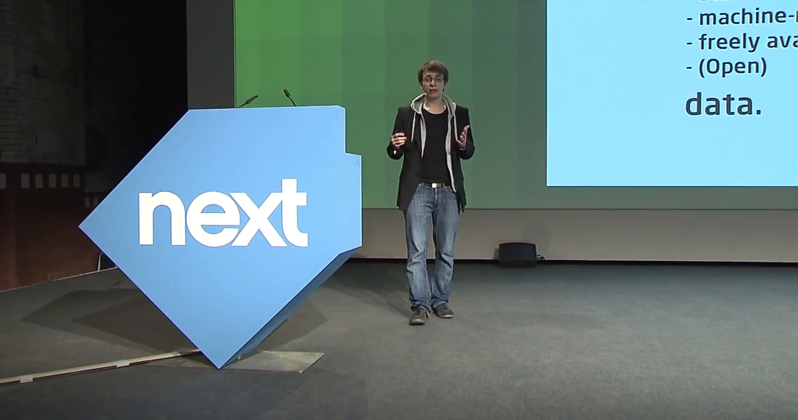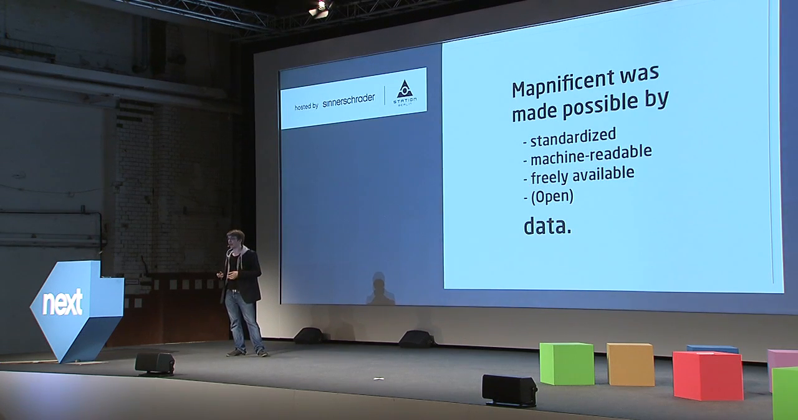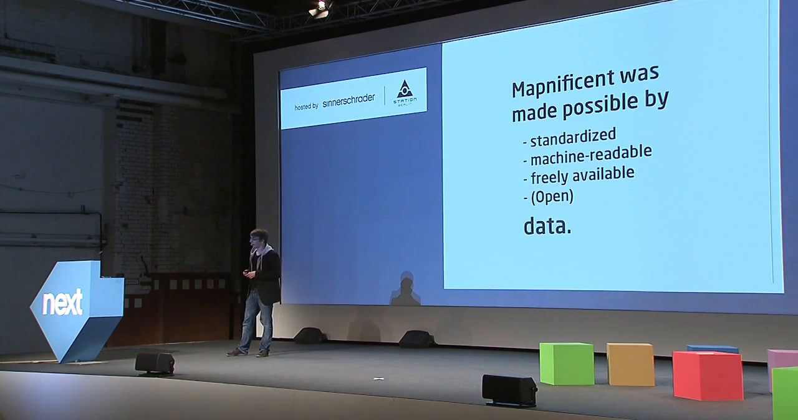So Mapnificent was made possible by standardized, machine-readable, freely available, and partly also open data. Why only partly open? Because most of the data that is used in Mapnificent is not open as such. Open data means that it is licensed under a license that allows redistribution, modification, and also commercial use. And most public transport providers do not license their data under such a license. For example, Berlin doesn't publish data at all. I needed to scrape the data from websites for the Berlin version.